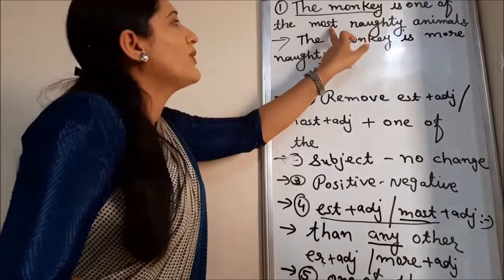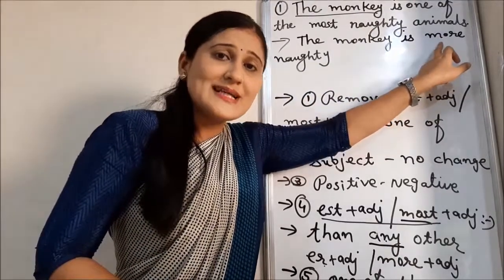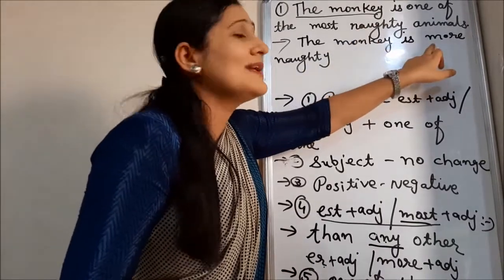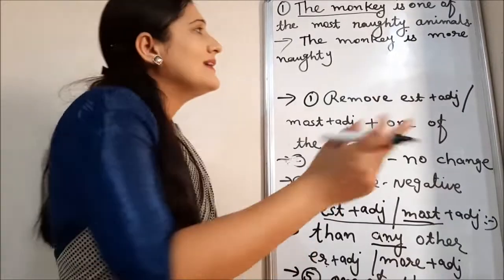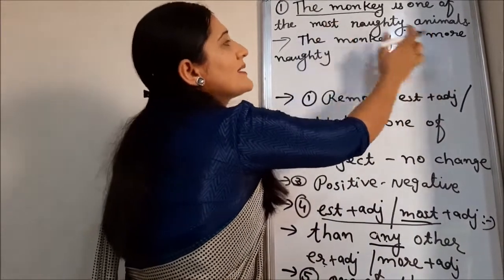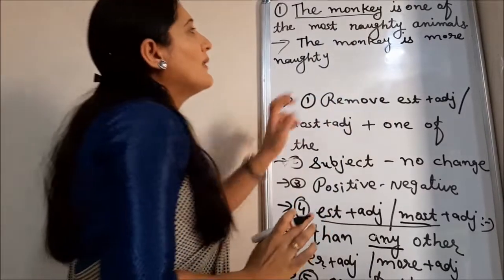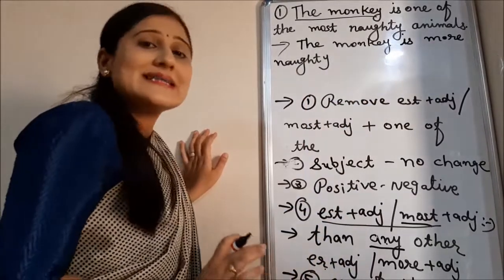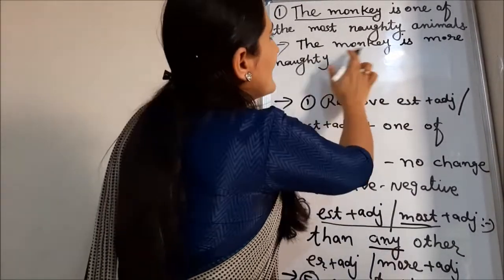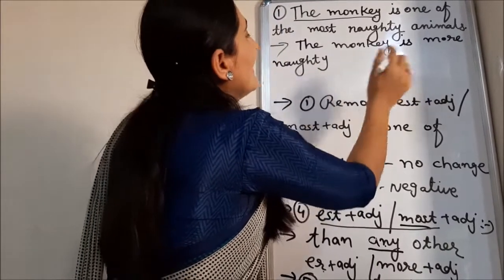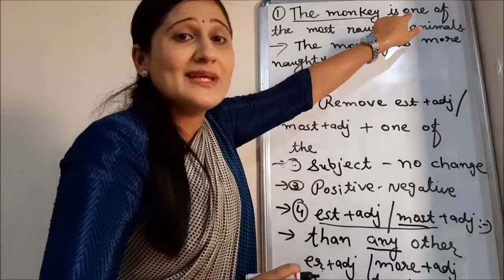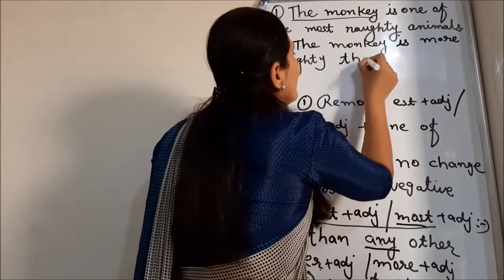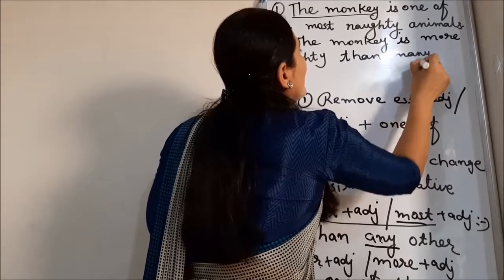See, here if most plus adjective is given, then you will write more plus adjective. If est plus adjective is given, for example biggest, then you will write er plus adjective, bigger, right? Simply biggest, bigger, shortest, shorter, tallest, taller. But if more plus adjective or most plus adjective is given, you will write more plus adjective, right? Then after the monkey is more naughty, as I told you, if one of the is given, then you will write then many other.